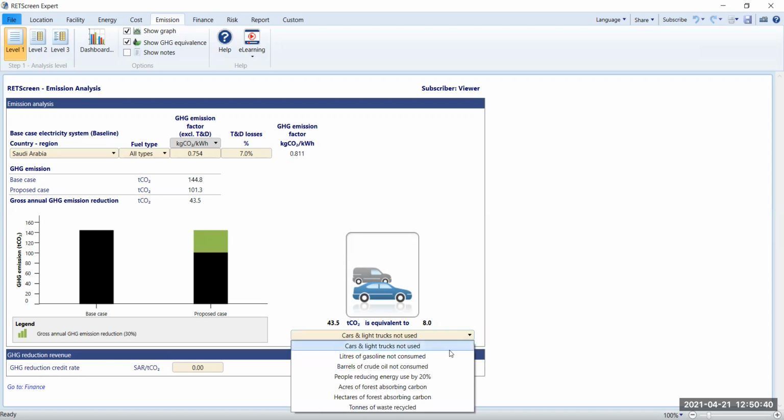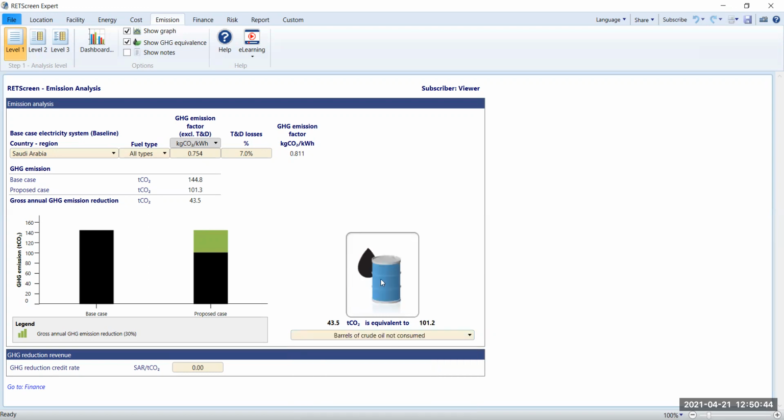You can put it in terms of barrels of oil not consumed, which means you have saved something like 100 barrels of oil by going from total use of electricity to partial use, complemented with solar energy up to 70%. So we're talking about a great reduction in carbon greenhouse gas emissions, by about 30%.